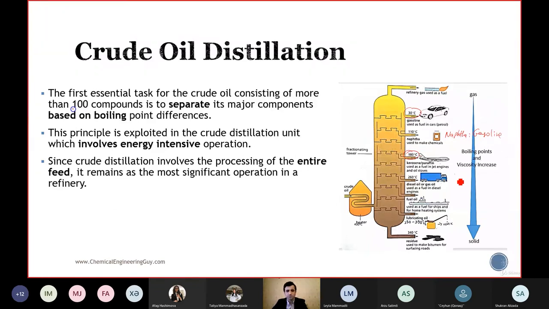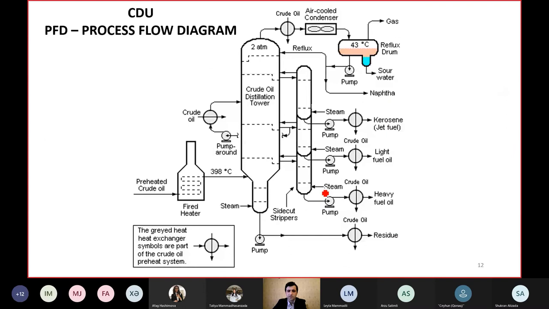and residue. And the most important part in crude oil distillation, also in the refinery, is heat recovery. As you can see, it says a preheated crude oil is sent to the fire heater. Then we have a temperature of around 400 degrees Celsius. It is sent to the crude oil distillation tower. Here it is flashed, stripped, and we separate the products: gas, naphtha, kerosene, light fuel oil, heavy fuel oil. These can also be called diesel and residue. Residue goes where? To vacuum distillation.